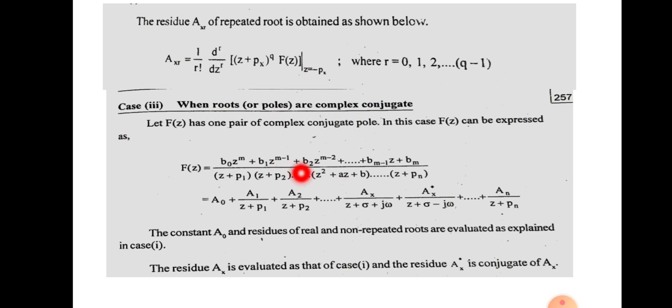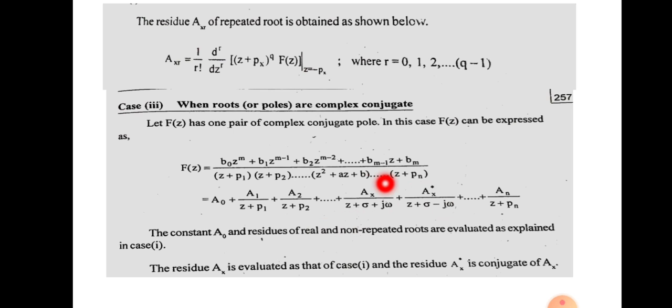Here also F(z) is in the same form, and we are representing it like this. You can see this root is complex conjugate. So we can represent A_x by (z + sigma + j omega) plus A_x conjugate. That is, here the root is sigma plus j omega, and here it is sigma minus j omega. That is the difference. So these are complex conjugate pairs. In that case, how can we find out this coefficient? That is also given by an equation.